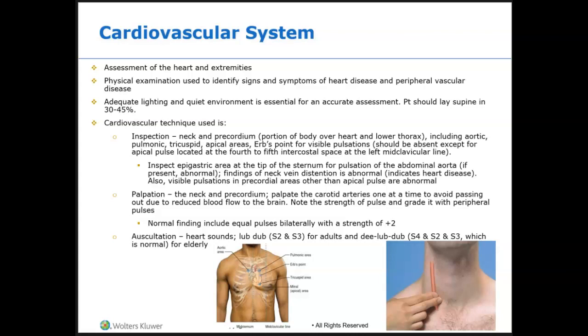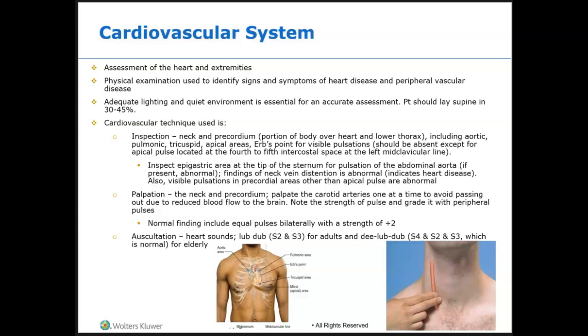Cardiovascular assessment. This assessment, again, please follow along on your assessment sheet or in your book. The physical examination is used to identify signs and symptoms of heart disease and peripheral vascular disease. Adequate lighting is essential so that the RN can see the patient's skin and pulsations. Quiet environment is also necessary so that you can hear and thus get an accurate assessment of the patient's heart sounds. Assisting the patient to a supine position with the head of the bed elevated to 30 to 45 degrees, right? Semi-Fowler's.